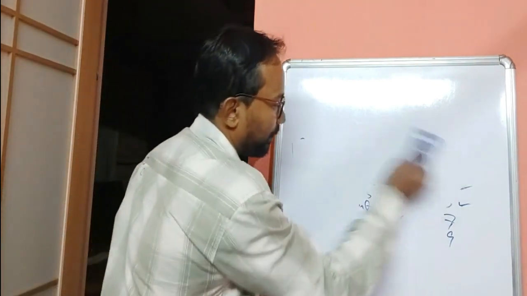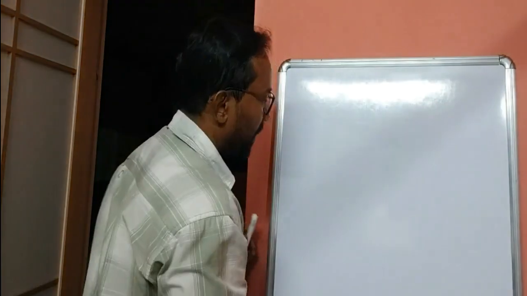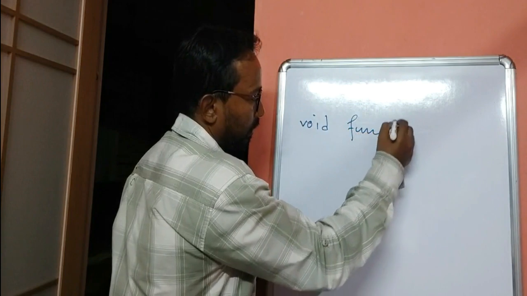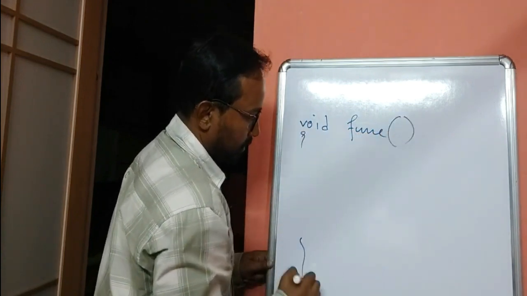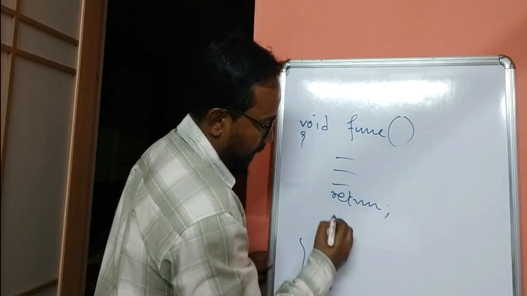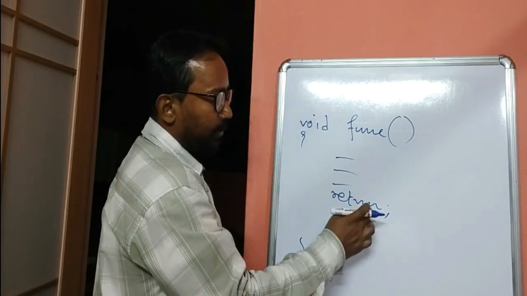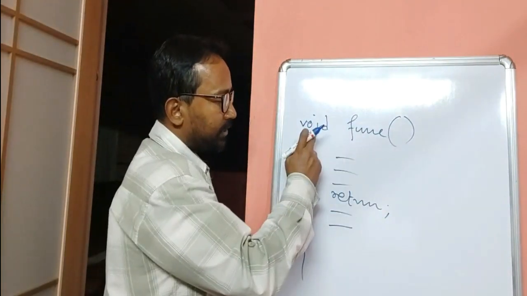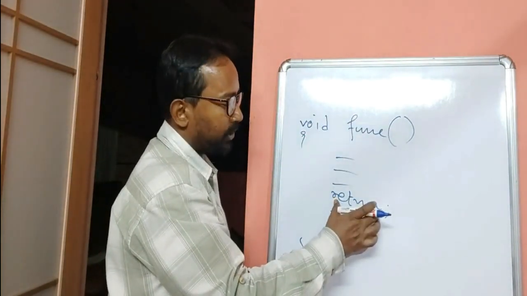Suppose a method is there called void method. Void, if you will see. Some lines are here, and if I write here return. So this will terminate the execution of the function and it sends the control to the caller method. As this is void function, we cannot return any value from this void function.